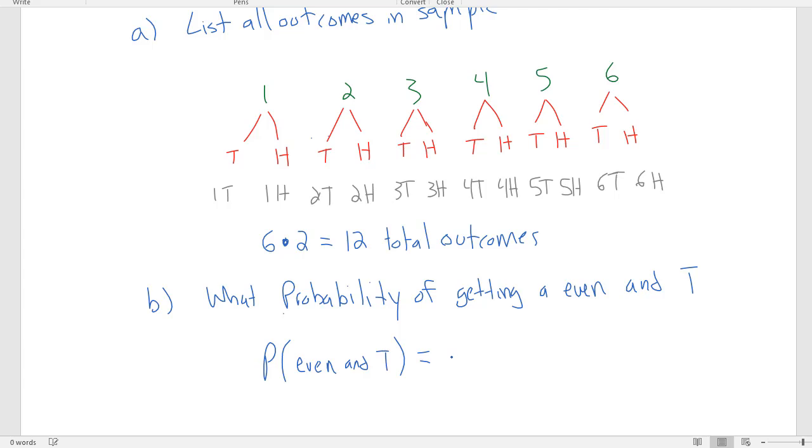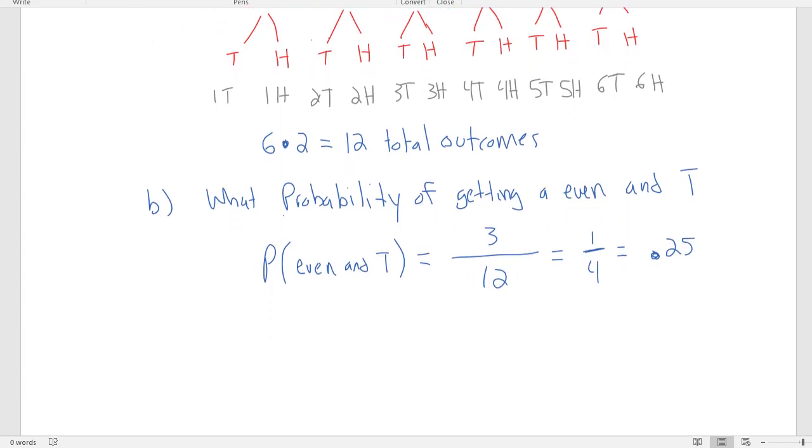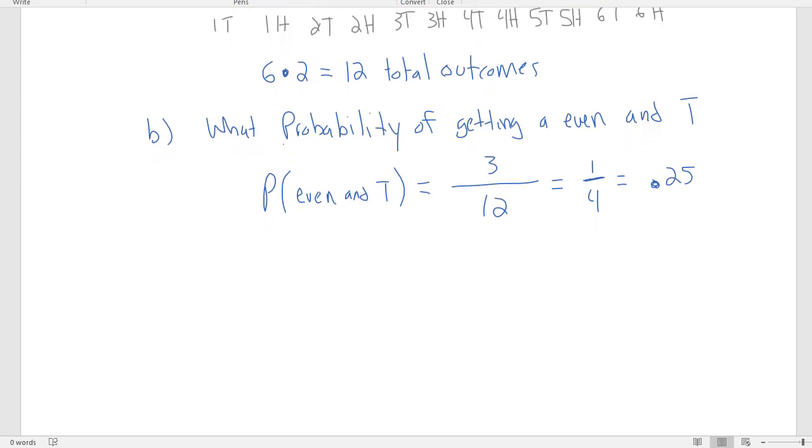So I'm going to look at, out of all the 12 possible outcomes, how many are favorable to this event. I'm going to come back up here. I can see a 2 is even and then a tail, so there's one way. 4 is even and then a tail, so there's 2 ways. And then a 6 is even and a tail. So I have 3 possible outcomes favorable to my event. So 3/12 or 1/4 if I simplify that fraction. As a decimal, that's 0.25. So the visualization of the sample space helps me count how many outcomes are favorable to my event.